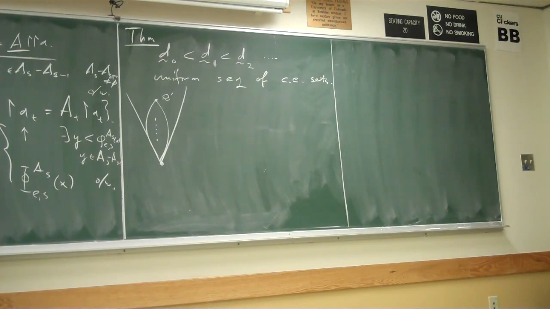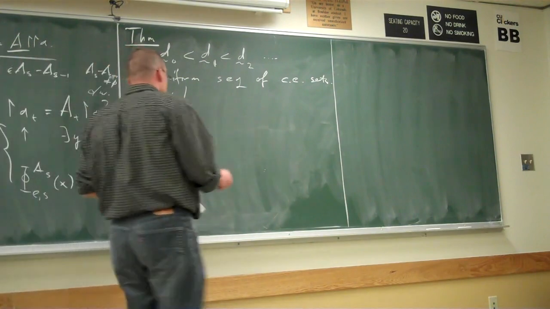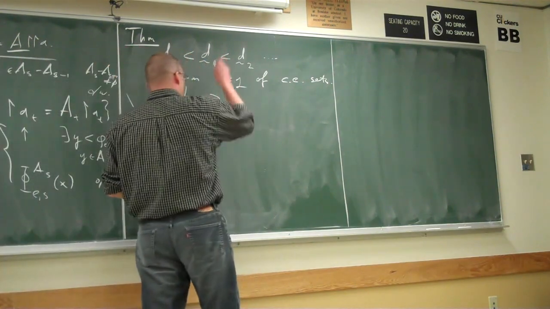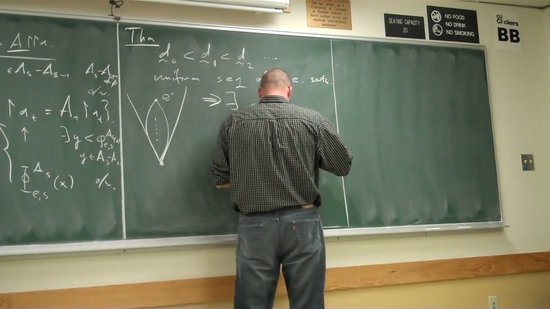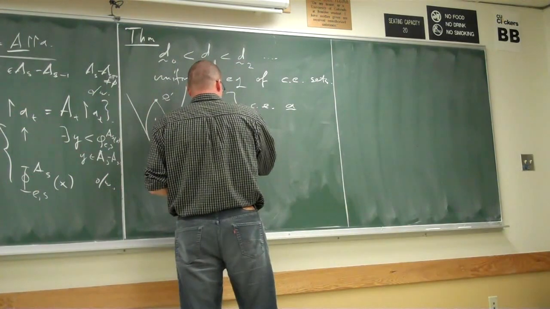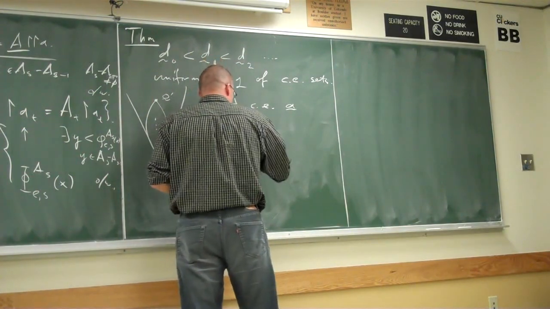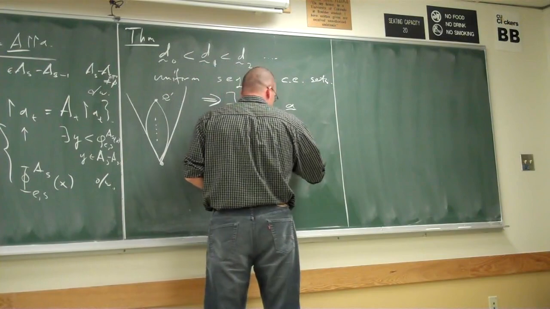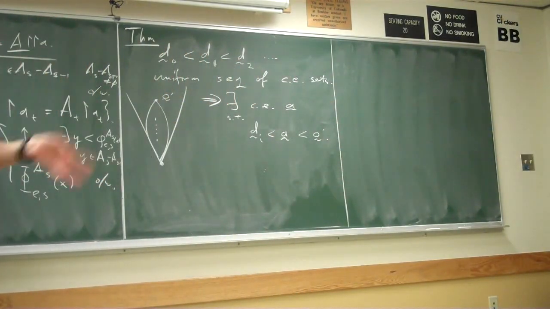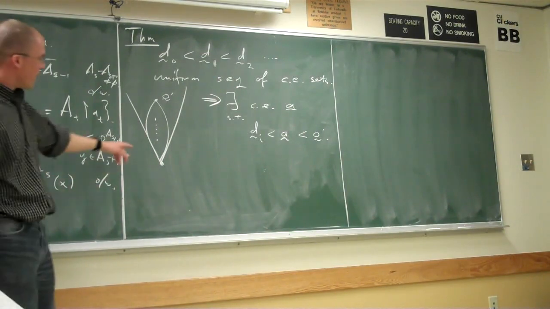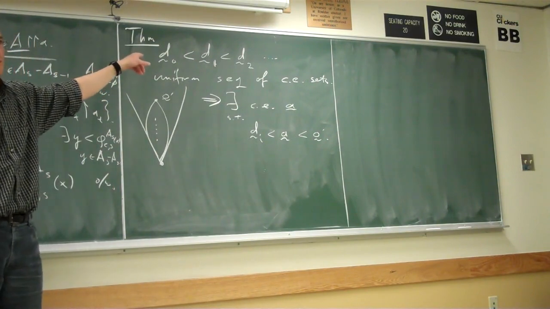Now a reasonable question would be, is the limit 0 jump? Could you pick this sequence so that you make it up all the way to 0 jump? And the answer is no. Because if you have such a sequence, then there exists a CE set A such that all the D_i are strictly less than this A, and it is strictly less than 0 jump. So whenever you have such a strictly increasing sequence of CE sets, it doesn't shoot up to 0 jump.